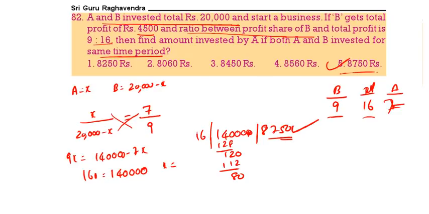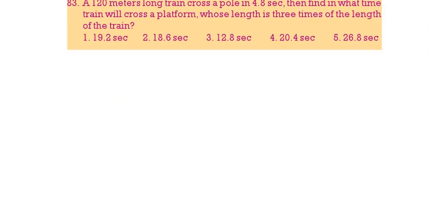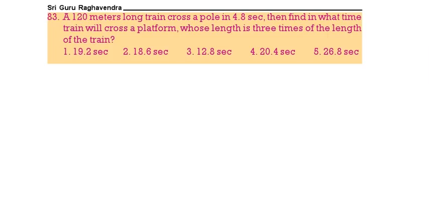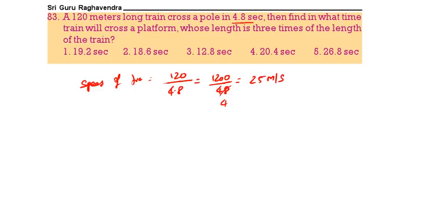See the next one. A 120 meter long train crosses a pole in 4.8 seconds. So find the speed of the train first. Speed of train is equal to 120 by 4.8 or 1200 by 48. That is nothing but 25 meter per second, because 12 fours 1200s, 100 by 4 25 meter per second.